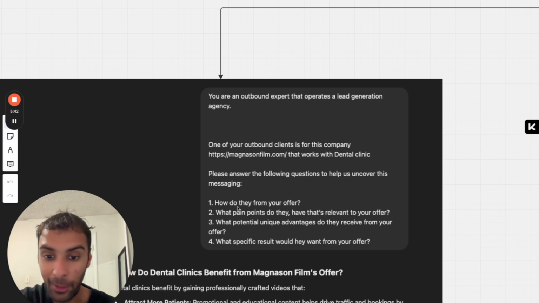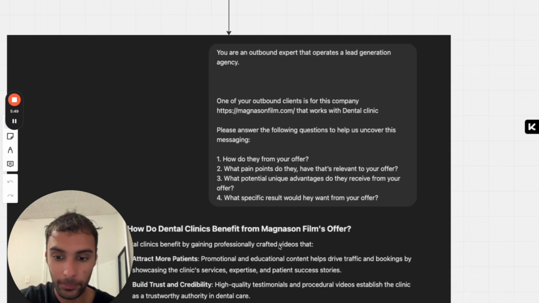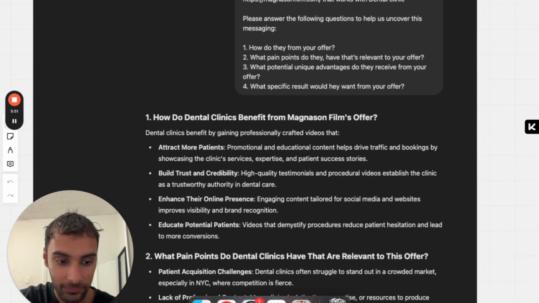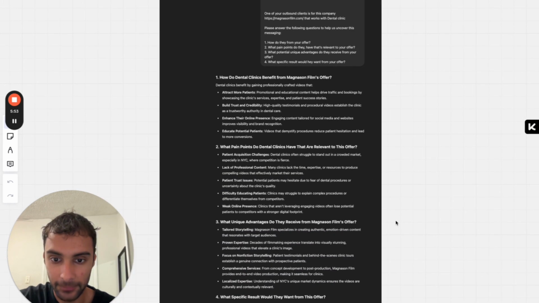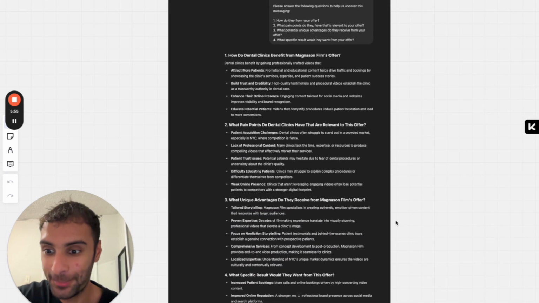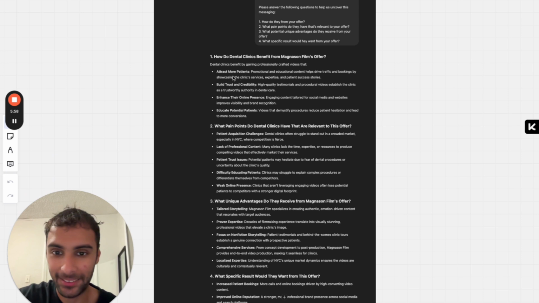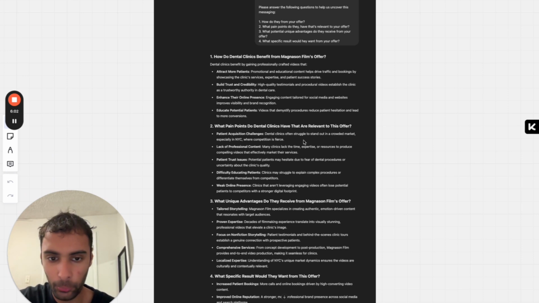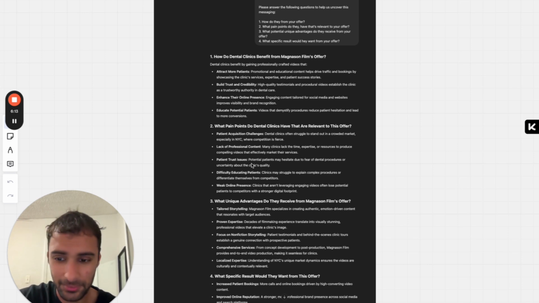And it's supposed to say, how do they benefit from your offer? What pain points do they have? What potential unique advantages do they receive? What specific result would they want from your offer? And it'll give you all of this insane ammo to basically write the emails with, right? So for example, what pain points do they have? Well, they struggle with standing out in a crowded market. They don't really have professional content because the clinics don't have the time to do that. Some patients may hesitate because they're scared of dental stuff, right?